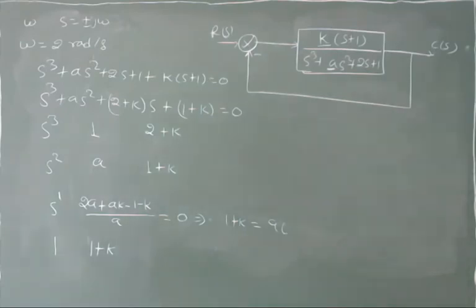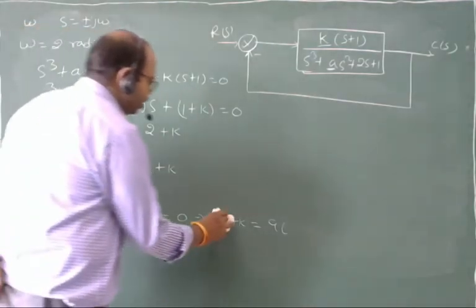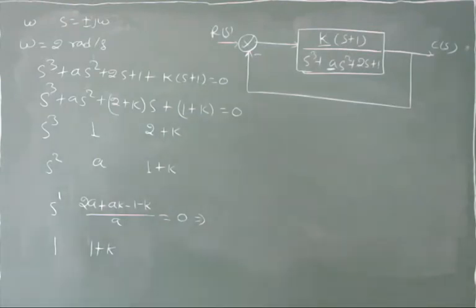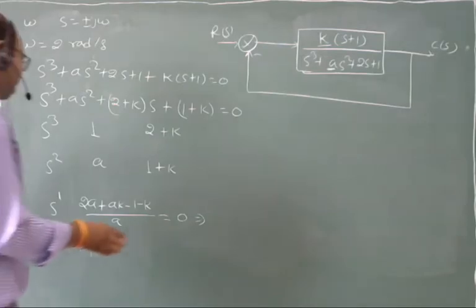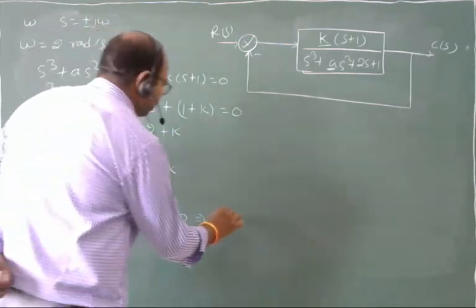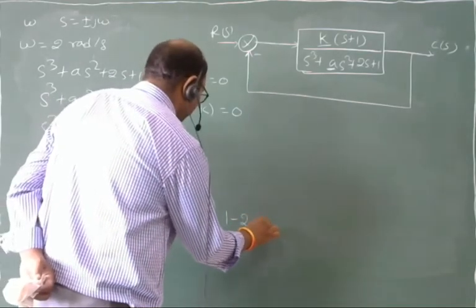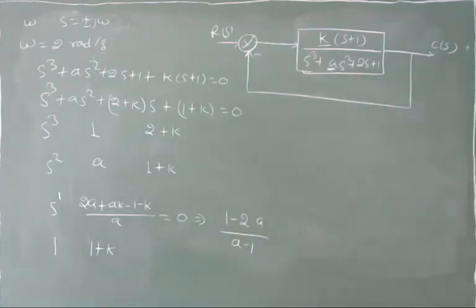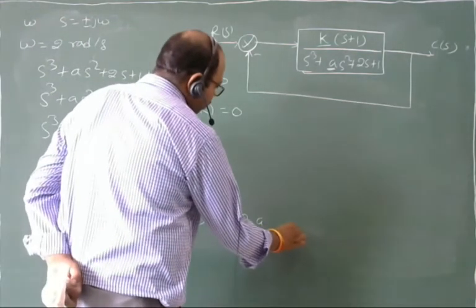No, it's not right, because here the value a is with the k. So we have to find the value of k. So the value is (1 minus 2a) divided by (a minus 1). This is equal to k.